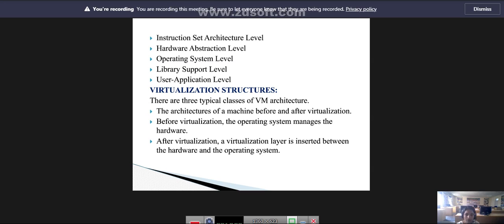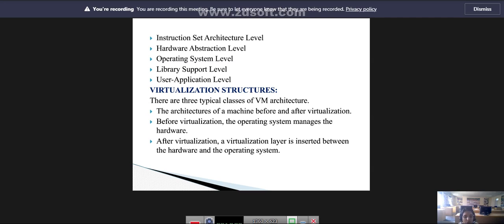Architecture level. So what is the meaning of that? What we have learned in this instruction set architecture level is that virtualization is performed by emulating a given instruction set architecture by the instruction set architecture of the host machine.